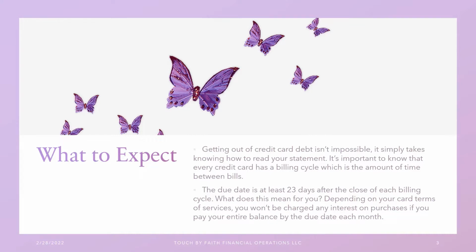It's important to know that every credit card has a billing cycle, which is the amount of time between bills. The due date is at least 20 to 23 days after the close of each billing cycle. What does this mean for you? Depending on your card terms of services, you won't be charged any interest on purchases if you pay your entire balance by the due date each month.